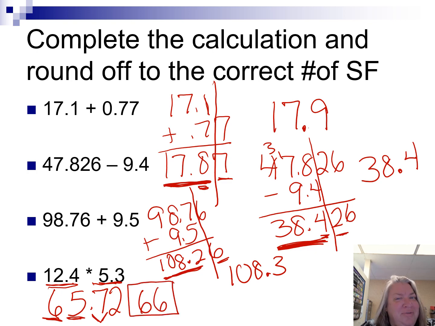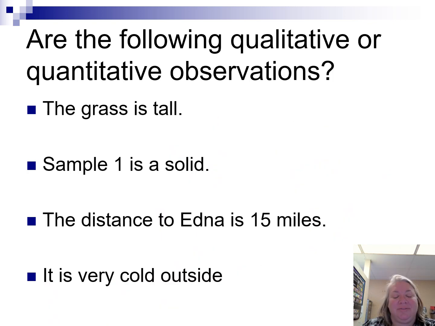All right, that's a few for you to try. Let's go on to the last one. So this last question is going to talk about qualitative and quantitative. Remember, qualitative is just an observation, and quantitative has a numerical measurement involved.